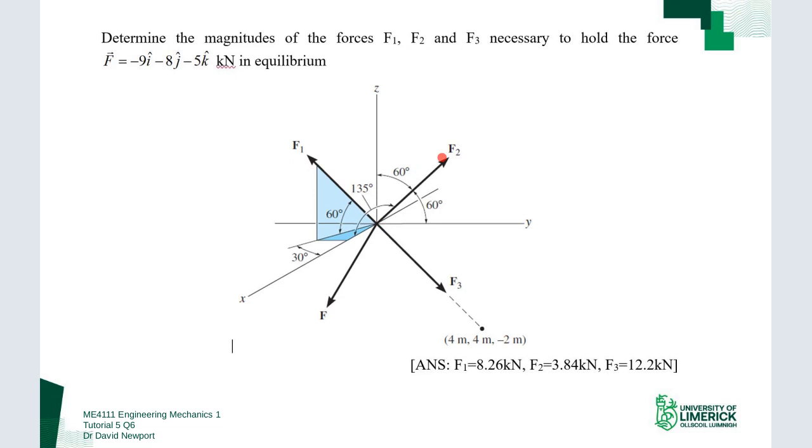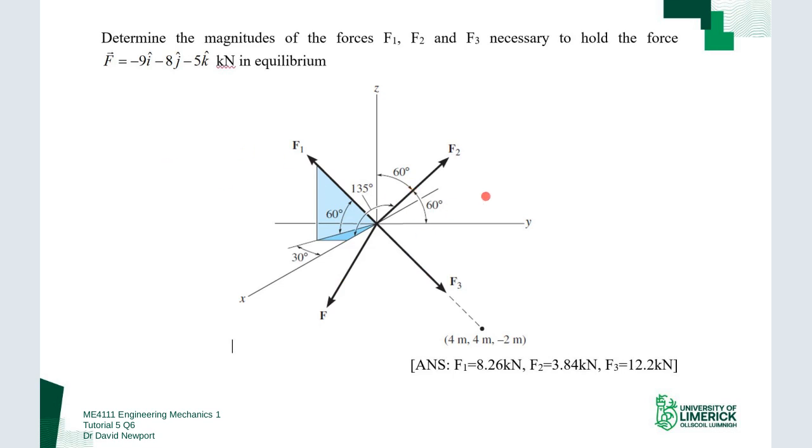We're asked to determine the magnitudes of the forces F1, F2, and F3. F1 is this one, F2 is that one, and F3 is that one. They're necessary to hold the force F in equilibrium. F is this here, and we're given the components of F. So we require F1, F2, and F3.